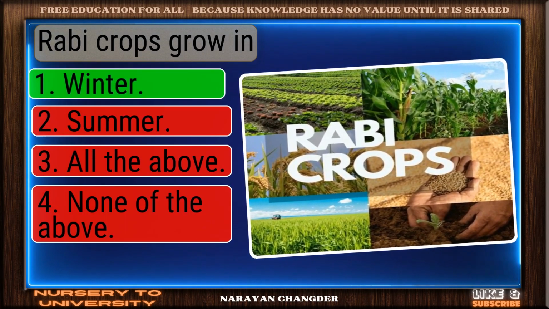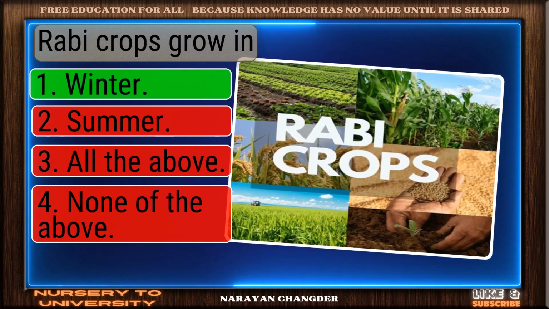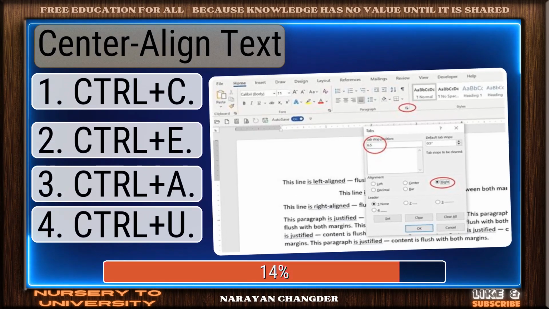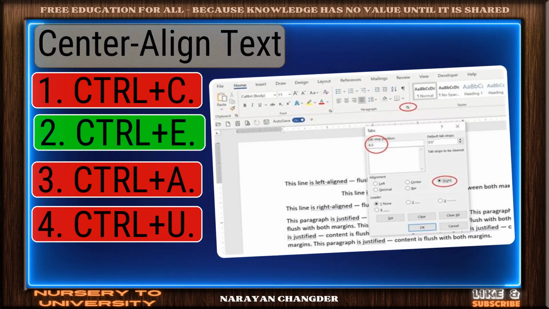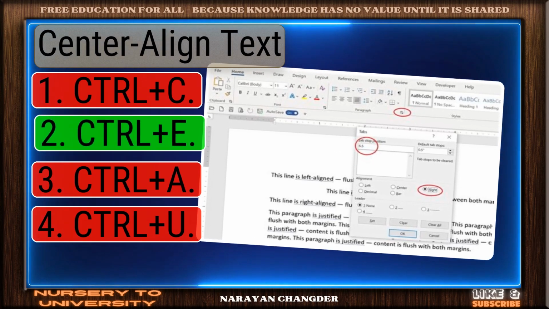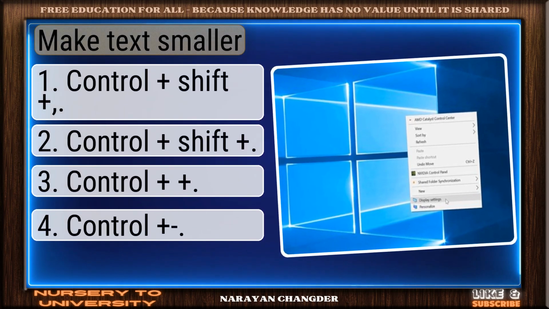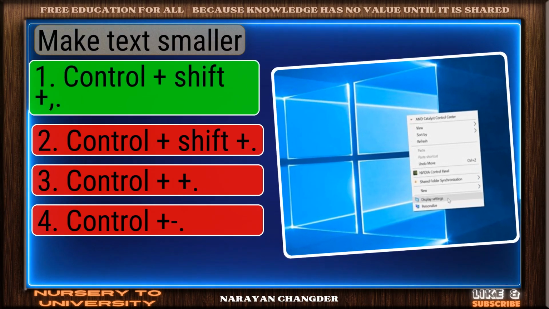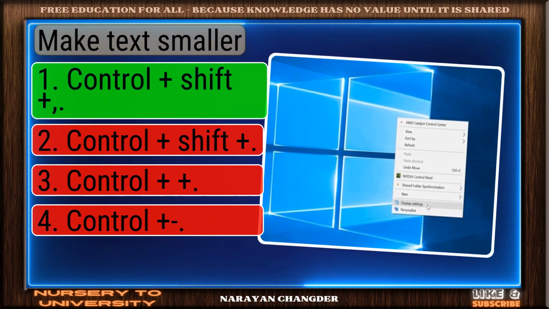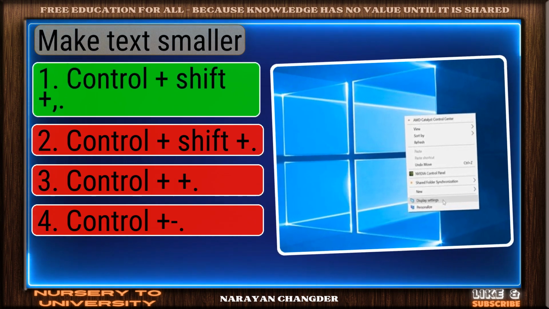Good thinking. Winter is the right answer. Center align text. Smart pick. Ctrl plus E is the correct choice. Make text smaller. Perfect. Control plus Shift plus minus is the correct choice.